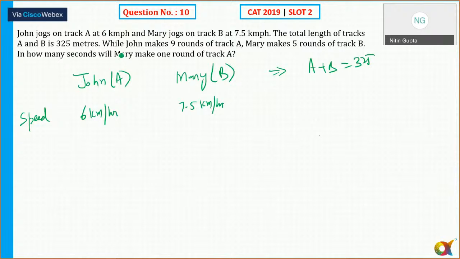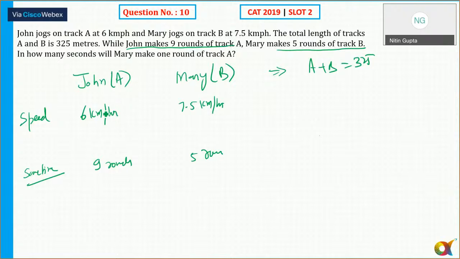So it means what is constant here? While John makes 9 rounds of track A, Mary makes 5 rounds of track B. So it means the same time. If John is running 9 rounds of track A, Mary is running only 5 rounds of track B. So the question is, in how many seconds will Mary make 1 round of track? I need to find the answer in terms of seconds.